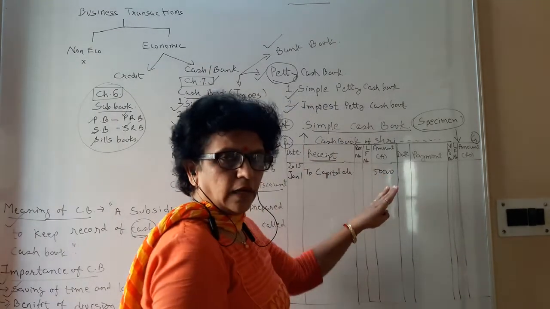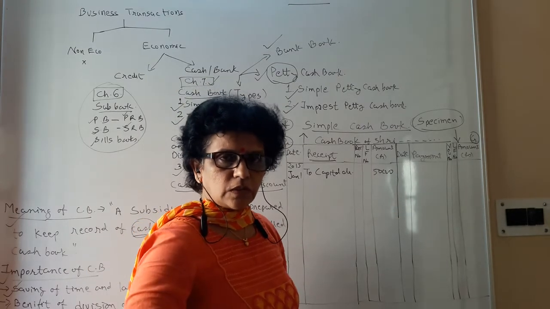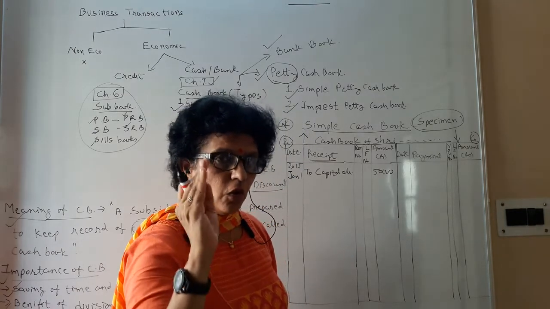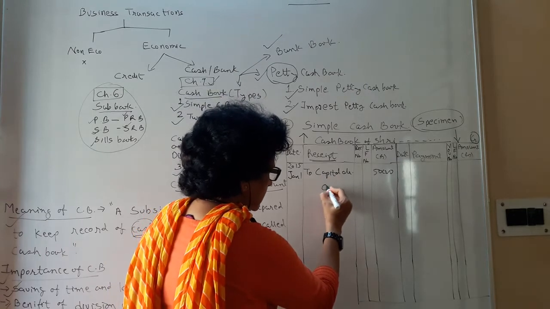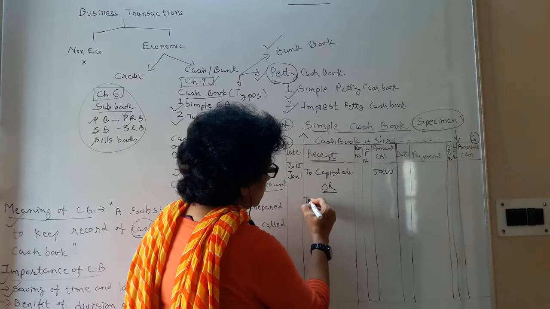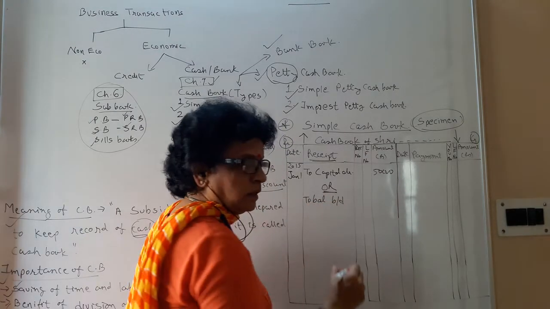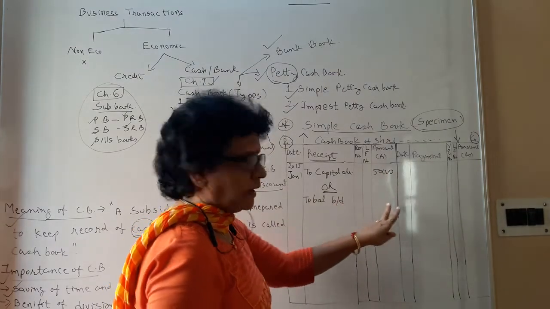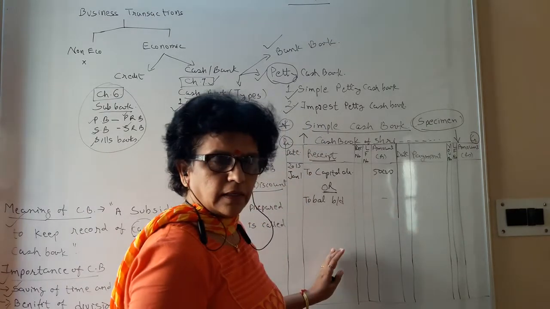So you have started a business. Now every year you are not going to start a business. From next year onwards, you have an opening balance of cash. So either you have this journal posting, or you have to balance brought down or brought forward. Whatever the given situation, we will be writing accordingly.